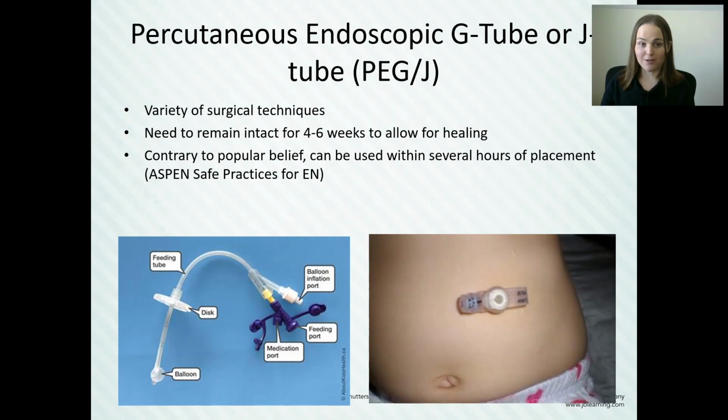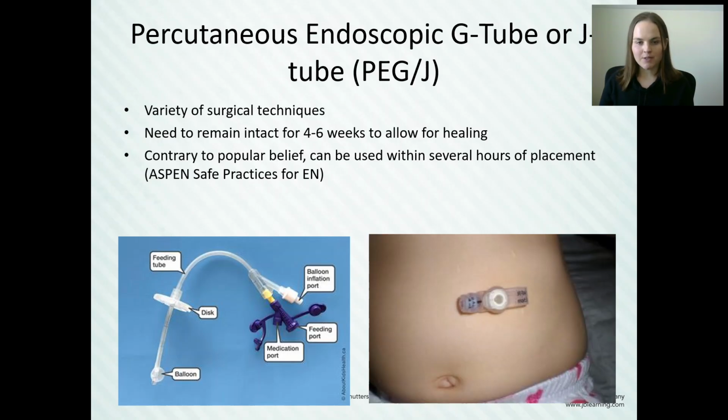And then another thing is that these tubes can actually be used within several hours of placement. There aren't any research or concrete guidelines as to exactly how soon, but more progressive GI doctors would say you can use it right away or within a couple of hours. And then less progressive GI doctors might say that you need to wait a full 12 or 24 hours before you can start the formula.